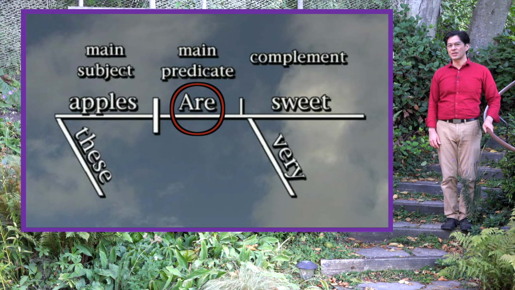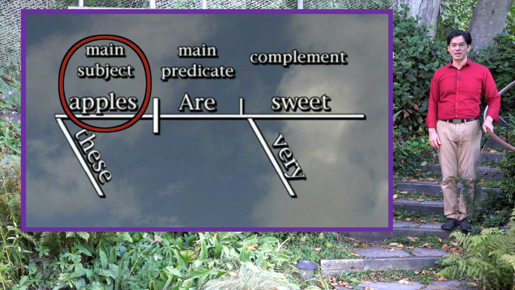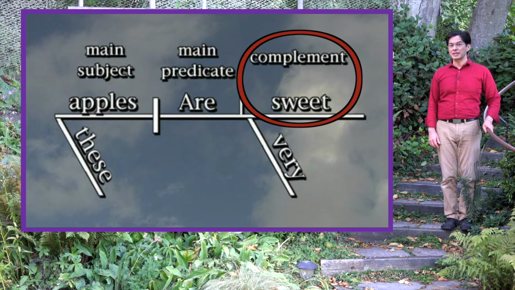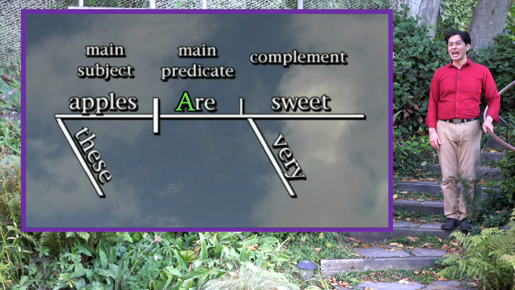A sentence diagram makes clear which part is the subject, which part is the main predicate, and which part is the complement, even if this changes the order of the words. That's why we always capitalize the first word of the sentence in its sentence diagram. Because the word are is capitalized, we know that we have an interrogative sentence.